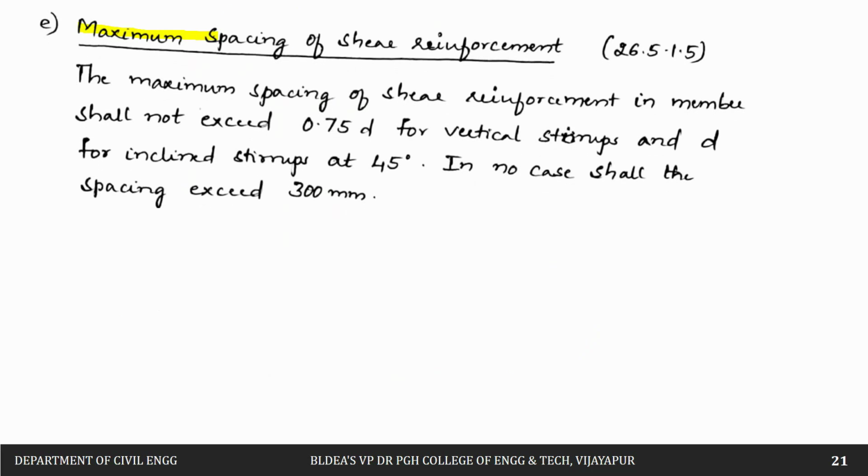Next is the maximum spacing of the shear reinforcement, given in clause 26.5.1.5. The maximum spacing of shear reinforcement in a member shall not exceed 0.75 d, that is 75% of the effective depth, for vertical stirrups, and d for inclined stirrups at 45 degrees. In no case shall it exceed 300 mm. This clause has to be taken care of.